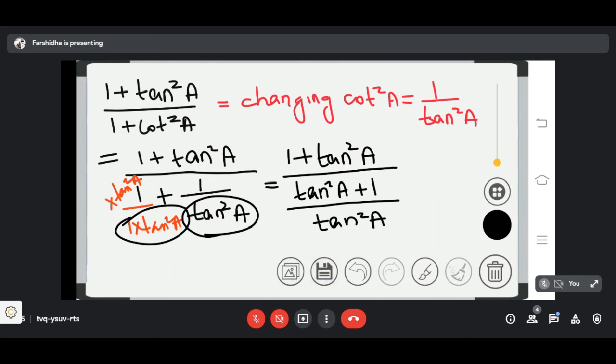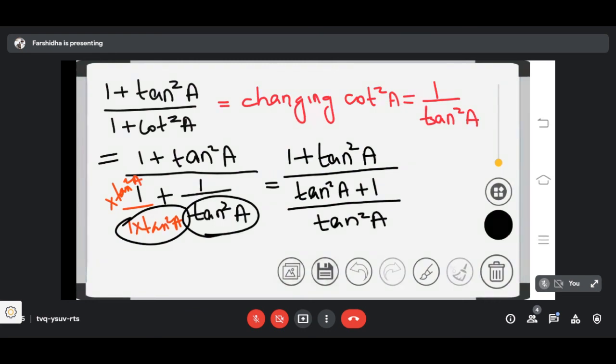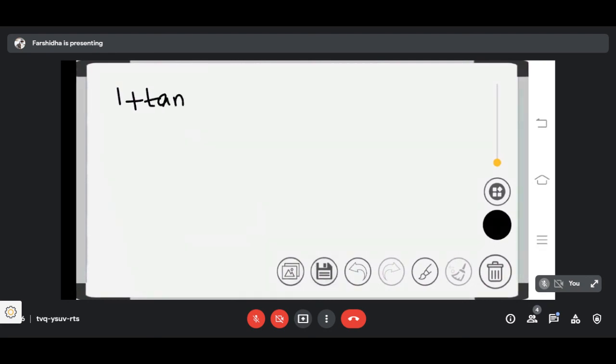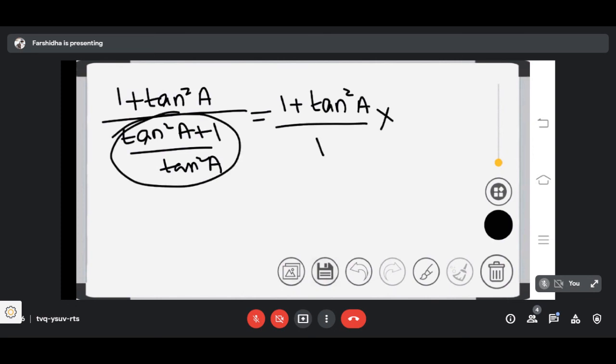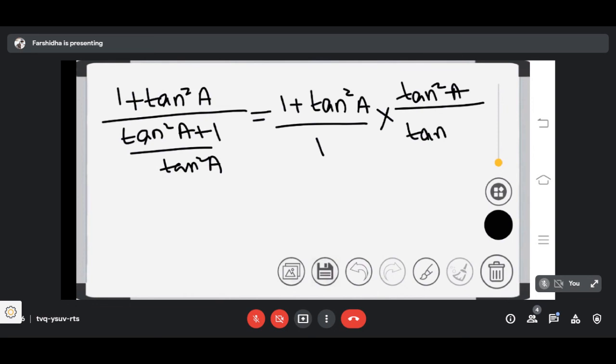So I got (1 plus tan square A) by (tan square A plus 1 by tan square A). I am taking this whole denominator to this side. So it will be 1 plus tan square A divided by 1, into the reciprocal of this term: tan square A divided by tan square A plus 1.